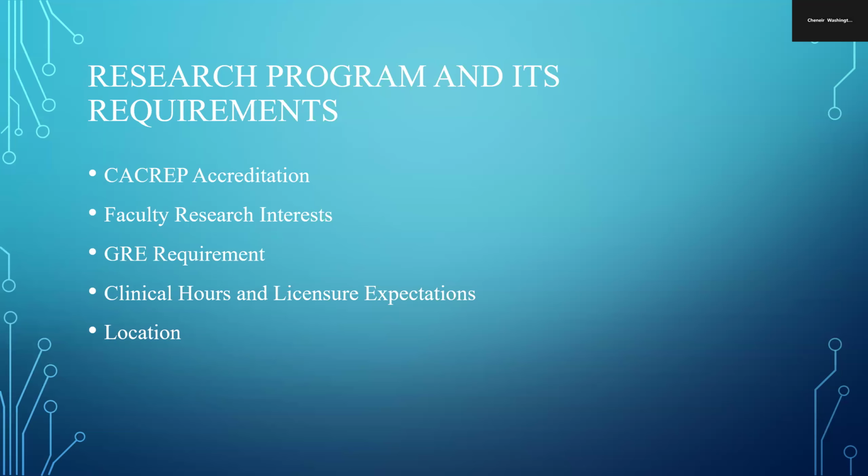Faculty research interests: you're going to want to know the faculty who are on staff and what they are interested in researching. I'll touch on this a little more later, but that's going to be a big part of how you decide where you're going to go. You're also going to want to know if there's a GRE requirement, so you can begin studying for that or saving up money, because it can also be expensive.